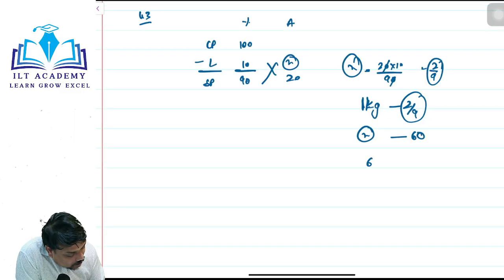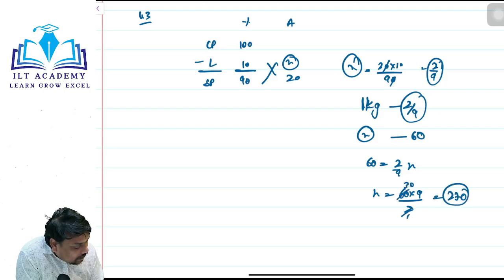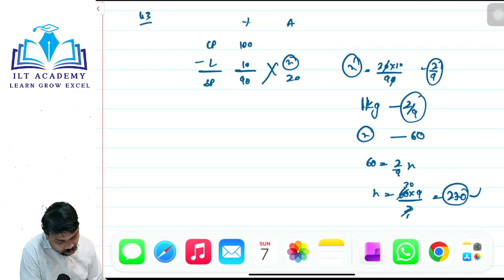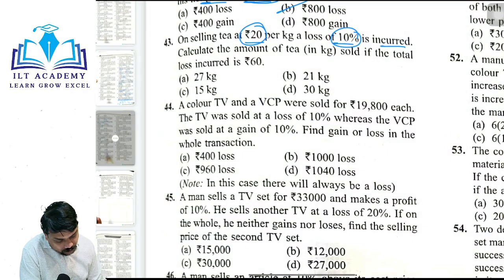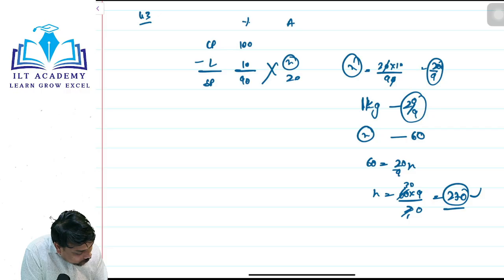See, 60 is equal to 2 by 9 x. x is equal to what? 60 into 9 divided by 2. 2 ones are 30. 30 into 9 is what? 270 kgs. Oh, 27 kgs. Did I make some mistake? Oh sorry, this is 20 by 9. Take this as 20 by 9. So below there is a 0. Zeros cancel. 270.